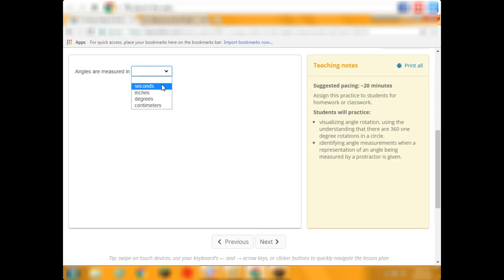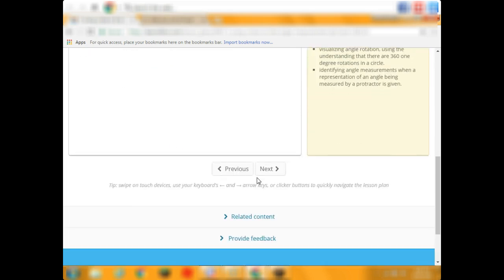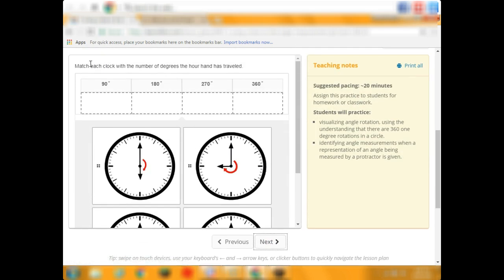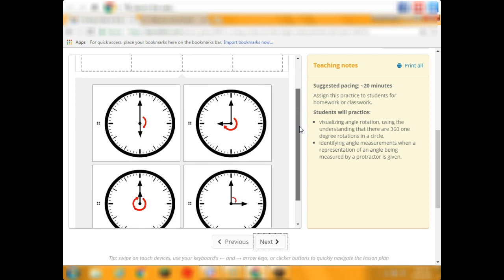Angles are measured in seconds, inches, degrees, and centimeters. And as we've talked about for a long time now, angles are measured in degrees. Match each clock with the number of degrees the hour hand has traveled. 90, 180, 270, and 360.